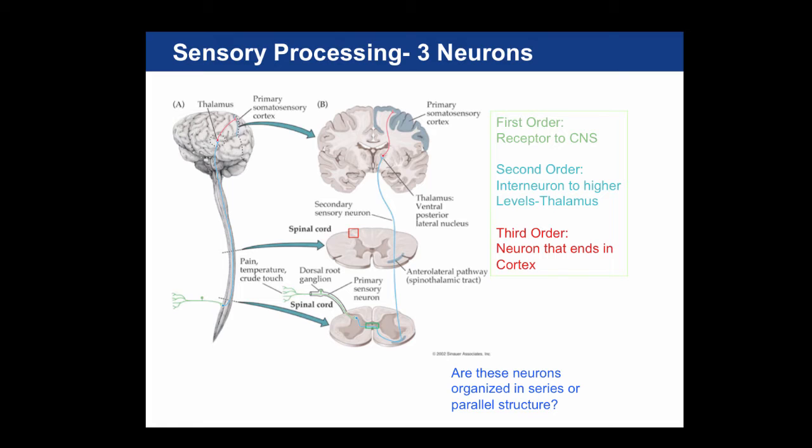I do have a question for you at this time. This isn't part of the formal quiz, but it's a question to answer as we're going through. Are these neurons, the green, the blue, and the red, organized in series or in parallel? You have to remember something about the neuronal processing slide that we talked about previously. I'll give you about 10 seconds to answer that question, and then we'll go on. Talk about it with a friend.